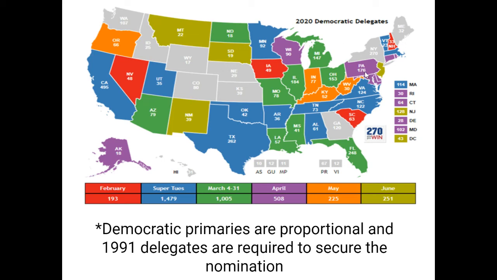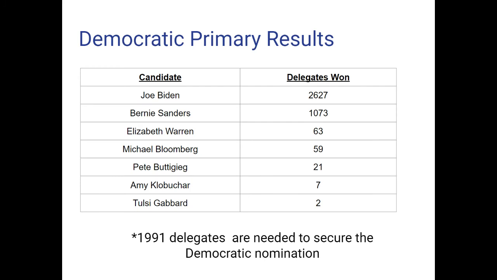So in Pennsylvania, if I'm running against candidate X and I get 60% of the Democratic vote and my candidate gets 40% of the Democratic vote in that primary, I'll get 60% of the 176 delegates and my opponent will end up leaving Pennsylvania with 40% of the 176. So Democratic primaries tend to be proportional. These are the Democratic primary results from the 2020 primary cycle. Obviously, Biden was the Democratic Party's nominee with 2,627 delegates, obviously more than the 1,991 that you need to actually secure the nomination.